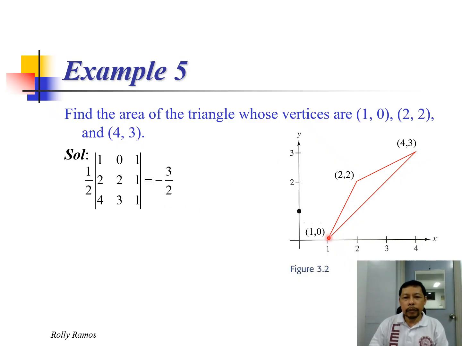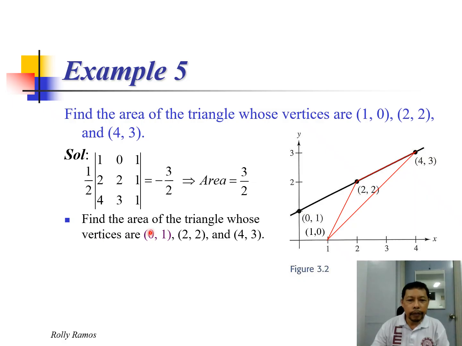Since we took the vertices in a clockwise direction, it gave us a negative value, negative 3/2. So we just multiply it by negative 1 to have a positive area. So the area is 3/2, the area of this triangle here.